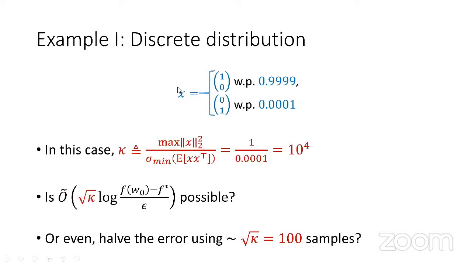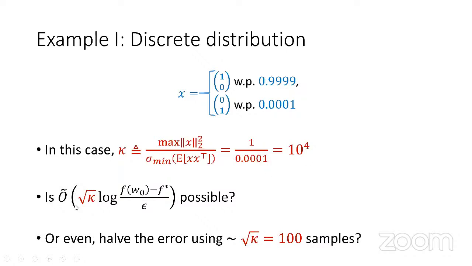So the example that we would like to look at is a discrete distribution where x is just (1, 0) with very high probability and (0, 1) with very low probability. In this case, we can compute the condition number, which turns out to be 10 to the 4, because the norm of x squared is equal to 1 with probability 1. And the Hessian is diagonal with elements 0.999 and 0.001. So the smallest singular value of the Hessian is just 0.0001, and so the condition number is 10 to the 4.